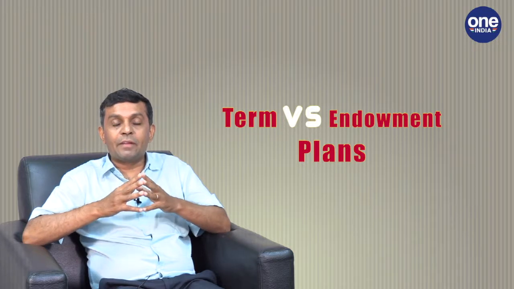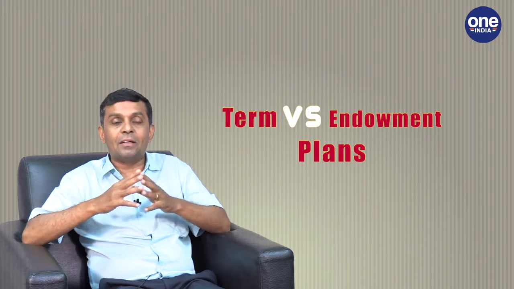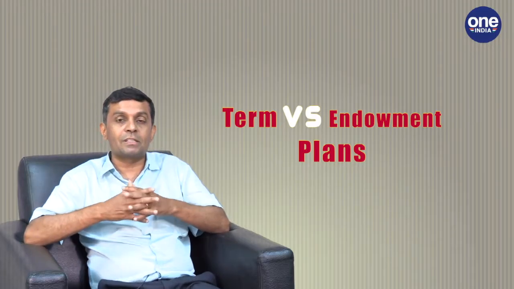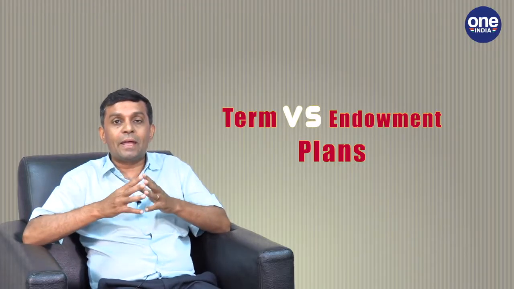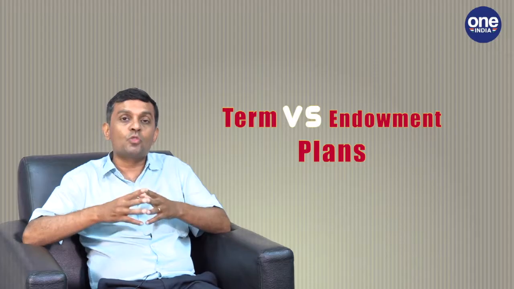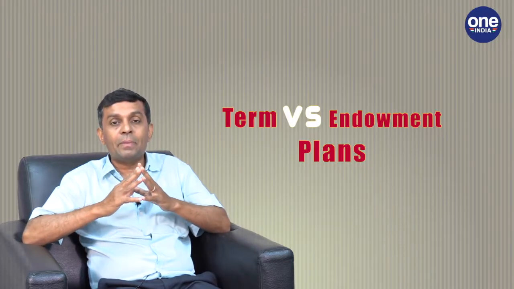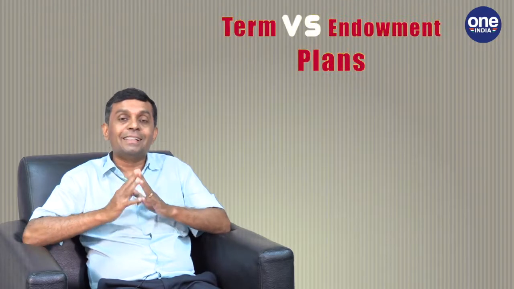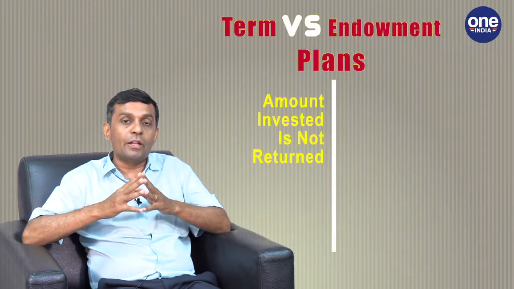Today let's explain the difference between an endowment policy and a term policy as far as life insurance is concerned. Let's first explain a term plan for a life insurance policy. In a term plan, you pay a fixed amount of premium, and on death of the policy holder, the nominee gets the amount insured.